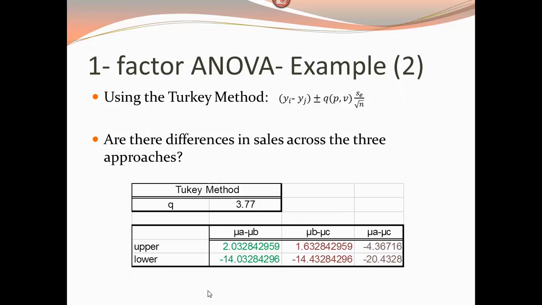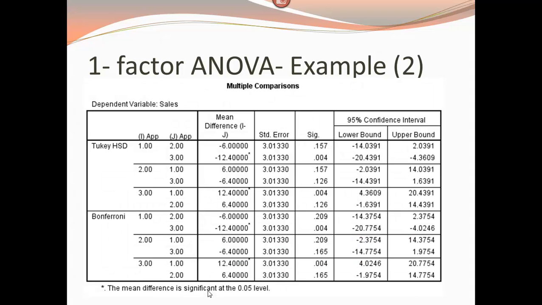If 0 is within the bounds, they are not statistically significantly different. If 0 is not within the bounds, they are statistically significantly different. So again, here we're confirming that there is a statistically significant difference between sales approach A and C. And I can see all of that in my SPSS output here.